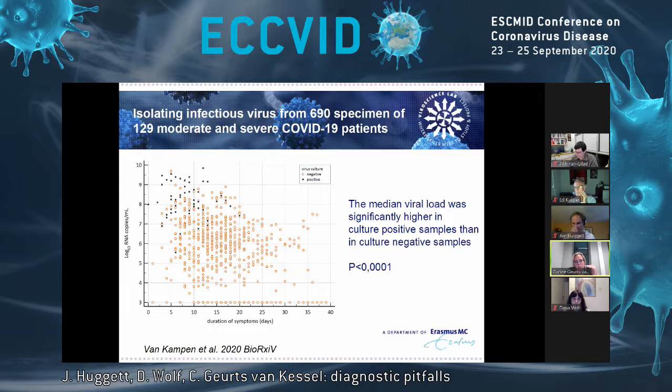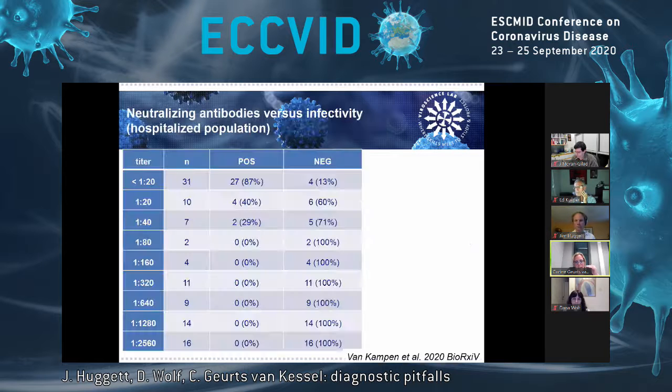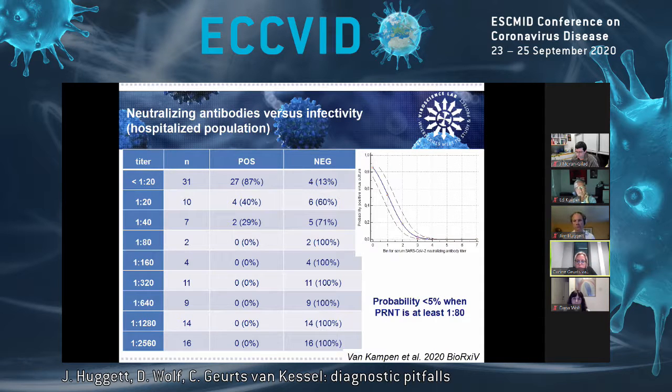So what we wanted to know is if we could add a parameter like the serology. And what we saw is that in all these patients in whom we could not culture the virus anymore, the amount of antibodies was above a certain threshold as well. So when putting this in a probit analysis, we saw that above a titer of 1 to 40 in our neutralization assay, there was no patient in whom we could culture the virus.